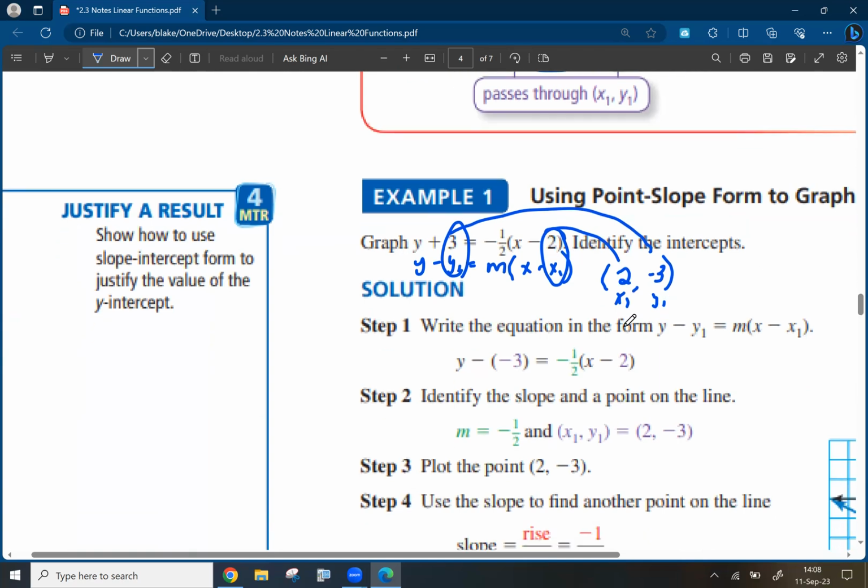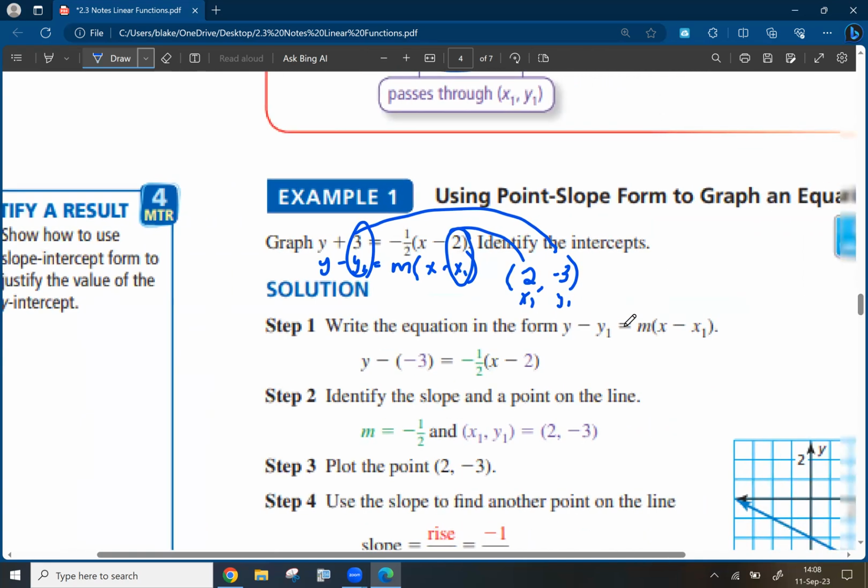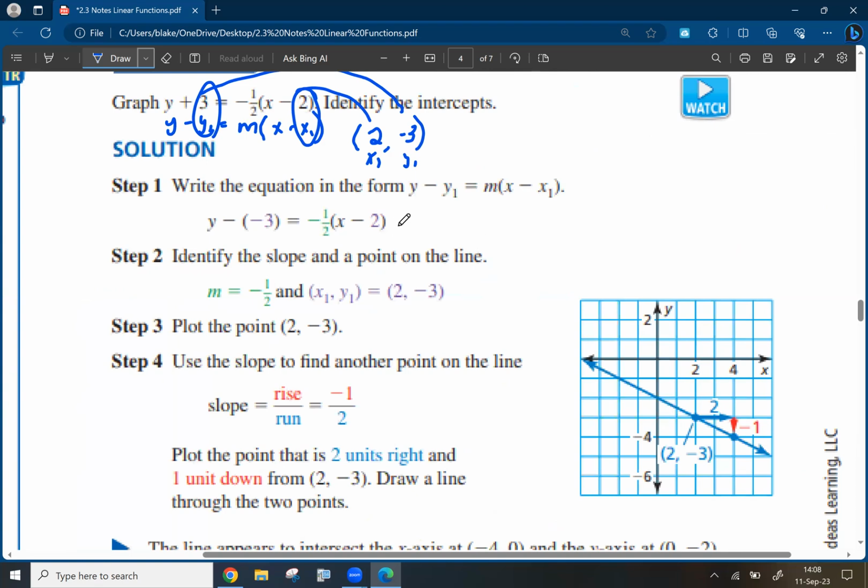So it says identify the intercept. So what we're going to do is graph this. We'll start with the point 2, negative 3, and we'll put that point down there first. 2, negative 3 is this point here. And then we carry on with the slope. The slope was a negative 1/2, which, as you can see, they've emphasized as rise over run. Negative 1 being the rise, and the 2 being the run. So this would mean that you would go down 1 and right 2.